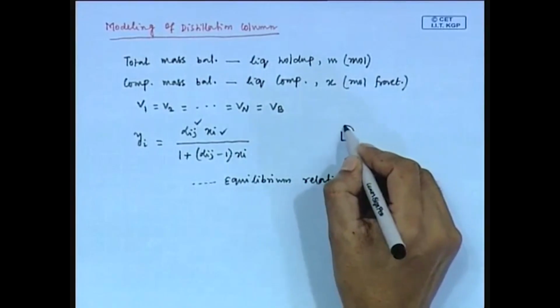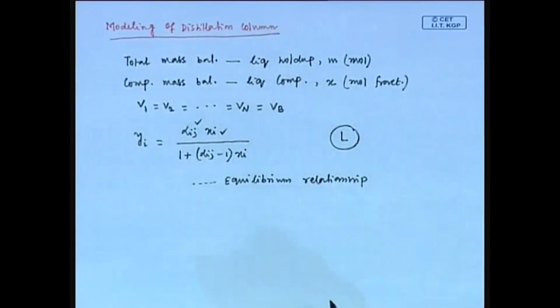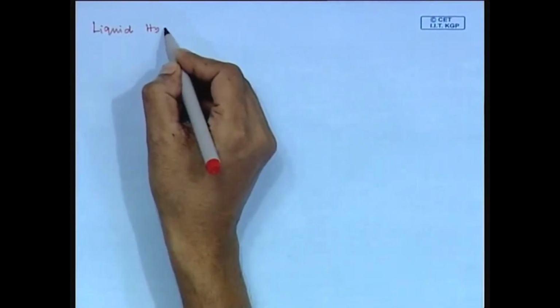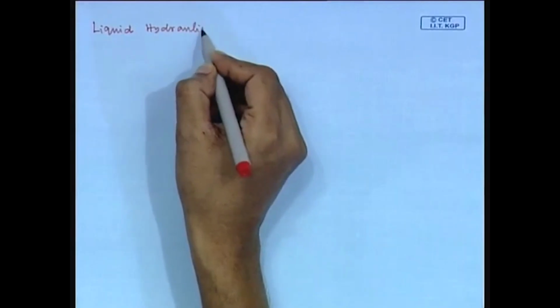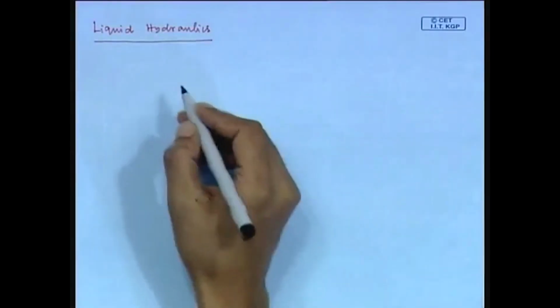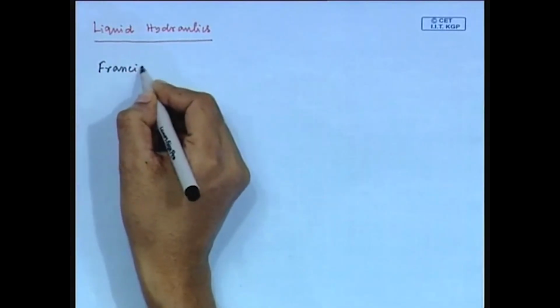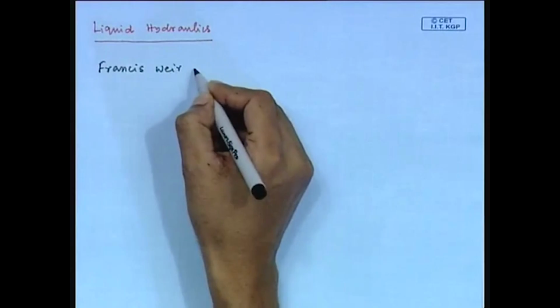Today we will discuss the calculation of liquid flow rate. That means we will discuss liquid hydraulics. The liquid hydraulics is calculated by the use of the well known Francis-Weir equation.